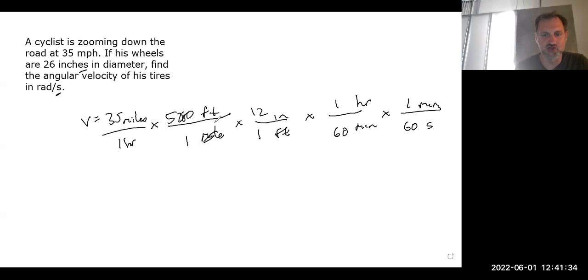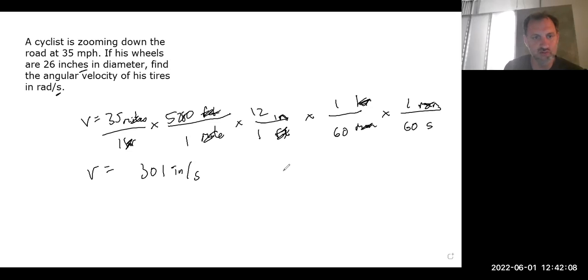So I've set up my conversion now, and I can check my crossouts. Inches is going to stay, hours, minutes. Okay, great. So basically I've converted now. It's going to be 35 times 5,280 times 12, but I'm going to divide it by 60 by 60. So I end up with a velocity of 301 inches per second.